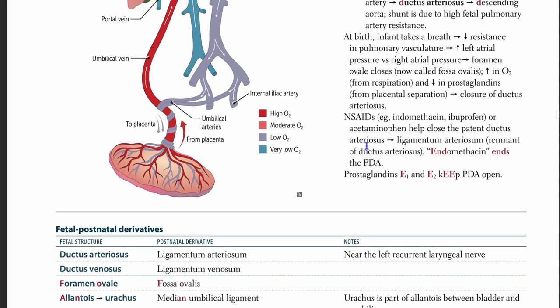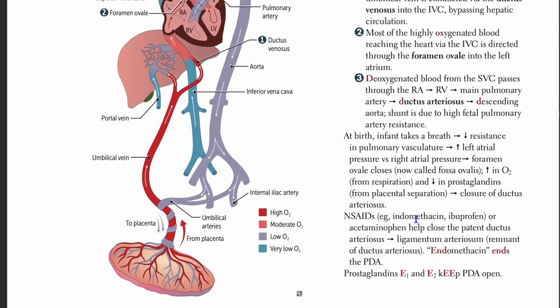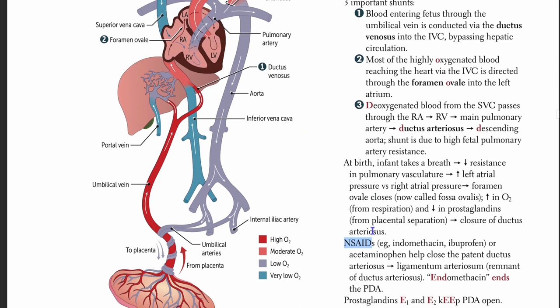Okay, so say this thing, prostaglandin. Sorry, the ductus arteriosus stays patent. That's called patent ductus arteriosus, so PDA. We can help it to regress or close by giving indomethacin or ibuprofen or acetaminophen, which help close the patent ductus arteriosus. How? It decreases prostaglandin.